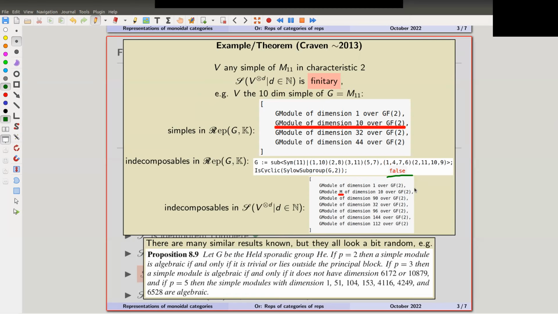It's essentially saying you can make a subcategory work, but you have to be really careful how you choose it. So if you're interested in, say, the monster group, you will find some primes where some representations of the monster group will work. For others, it's not known, and for others, it doesn't work. That's roughly how it goes.